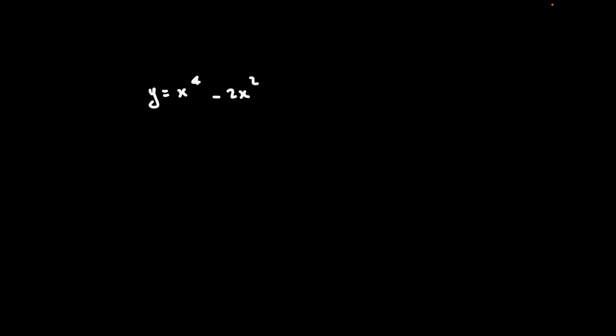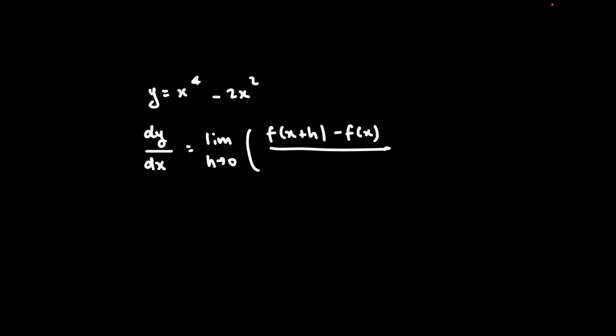We're going to be differentiating this using first principles. So what is the derivative dy over dx? You can pause the video and have a go at this last one by yourself. Okay, that's enough time. The derivative dy on dx is simply equal to the limit as h approaches 0 for f of x plus h minus f of x all over, you guessed it, h.